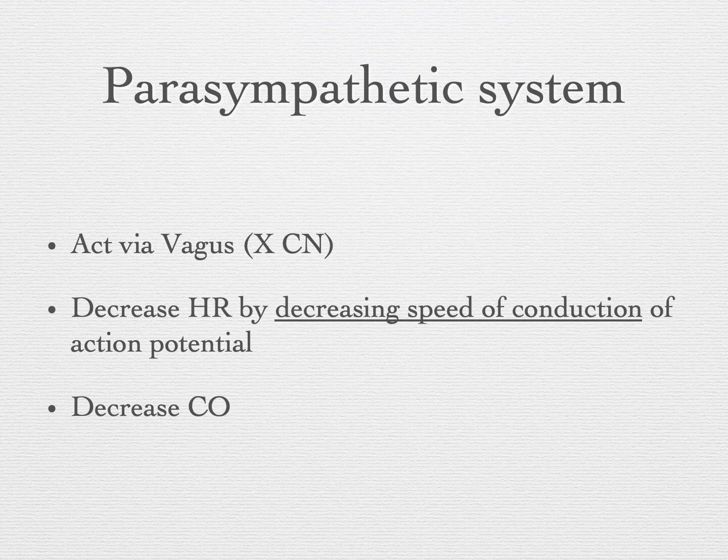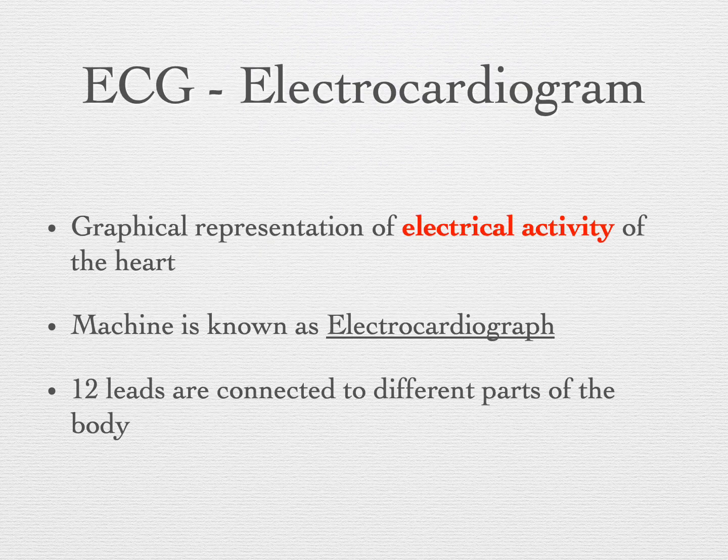The next is the function of the parasympathetic system on the heart. The parasympathetic system acts via a nerve known as the vagus, which is also known as the 10th cranial nerve. It decreases the heart rate by decreasing the speed of conduction of the action potential, thereby decreasing the cardiac output. I think you can remember the functioning of the parasympathetic system as a system which is opposite to that of the sympathetic system. Moving on to the next section, we will talk about ECG or electrocardiogram.